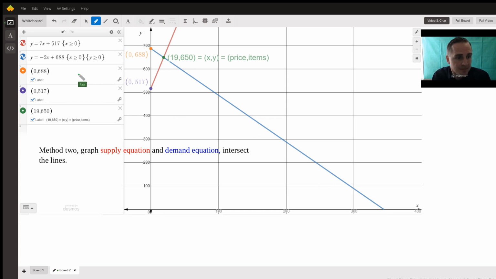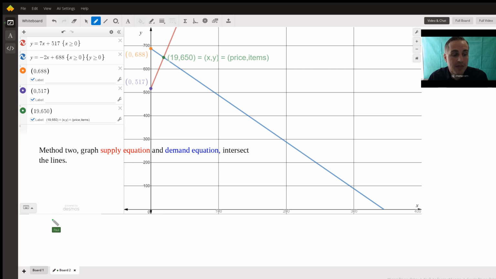Now notice, what is the intercept for each of those lines? Well, for the first line, it's 517, which is labeled here with the purple point. For the second line, it's 688, which is labeled here with the orange point. Notice the two of them intersect at this point 19, 650, which is what the software tells us. That's the XY point for the price and the number of items. That's going to be the so-called equilibrium point. So this should be our solution. We graph our supply and demand equation and we intersect those two lines.